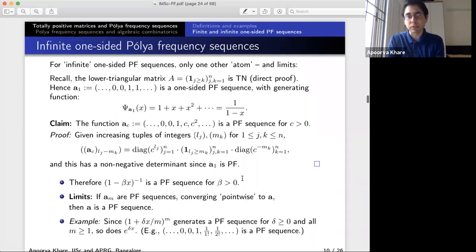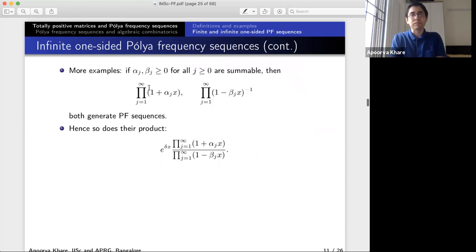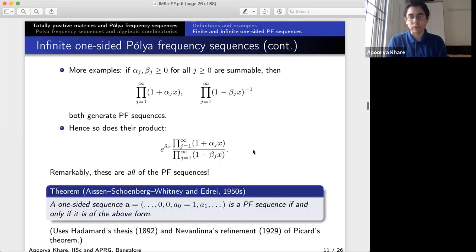So now I've told you three different types of examples. One is products of negative real rooted polynomials above. One is e raised to delta x here. And one is this kind of term, and therefore products of this kind of terms. Remember the products of those Toeplitz matrices were giving me Toeplitz matrices. So the class of one-sided PF sequences or their generating functions is closed when you're taking products. So here are three examples: the exponential and this kind of a product. If I take limits, then I can take an infinite product as well, provided the alpha j's are summable and non-negative. And similarly, I can take an infinite product of the denominators as well. And therefore, I can multiply all of these together, putting all of these ingredients together. This is a general class of Polya frequency sequences, which are one-sided, provided the alpha j's and the beta j's are non-negative and summable. Theorem: there are no others.